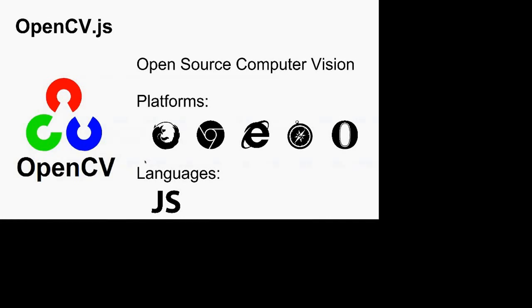OpenCV.js uses the same code base as OpenCV does, but it is cross-compiled via Emscripten into JavaScript, especially into asm.js. So with JavaScript code, OpenCV.js supports web platforms. But actually, in practice, it only works on Firefox now. Other web browsers don't support asm.js so well now.